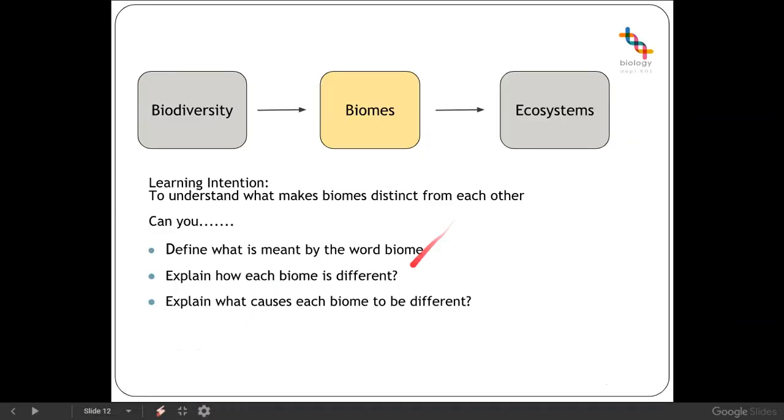So from that, you should be able to explain what we mean by the word biome, explain how each biome is different, and explain what causes each biome to be different.